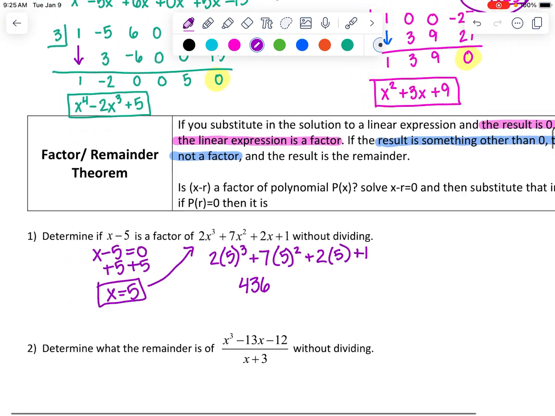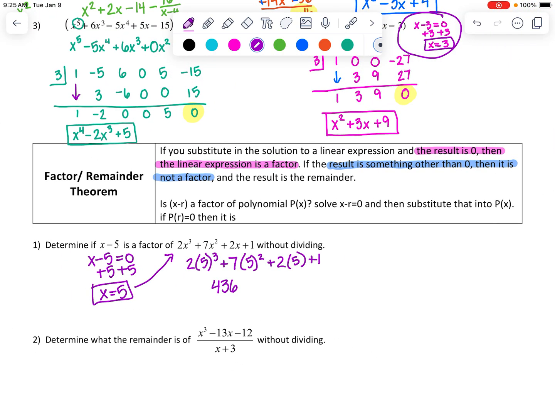So if we look back up here to what I highlighted, if the result is 0, then the expression is a factor. If the result is something other than 0, then it's not a factor. So since this is not 0, that means 5 is not a factor. Okay? Since it's not 0, we know 5 is not a factor.